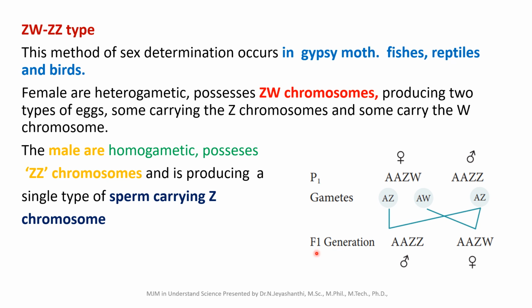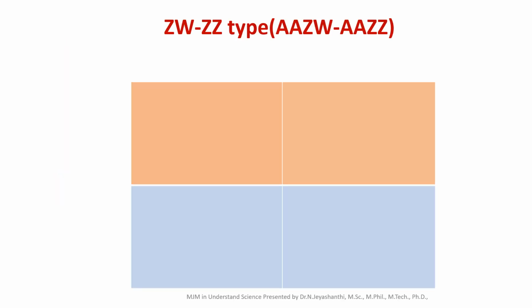Here also the sex of the F1 generation is based on the egg which is fertilized by the sperm. If AZ is fertilized, it produces male. If AW is fertilized, it produces the female. This is to explain the ZW, ZZ type of sex determination. AA, ZW, this is female, this is male.